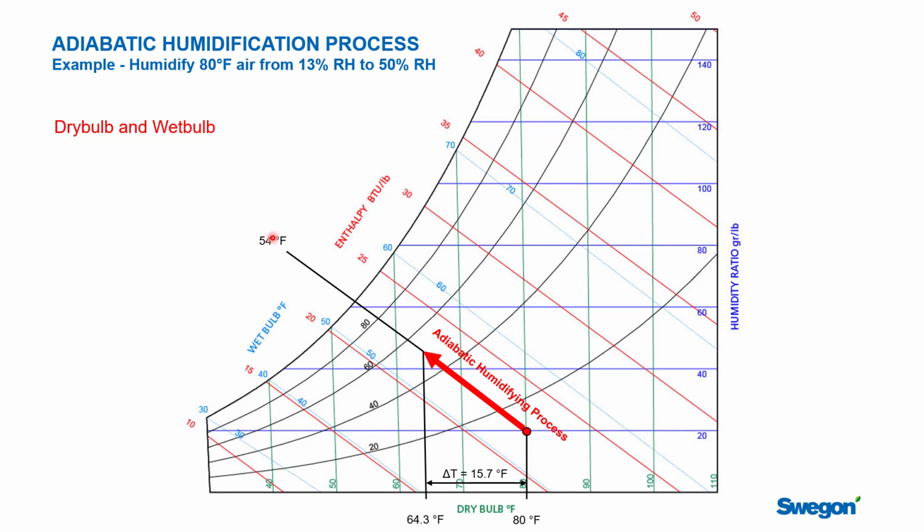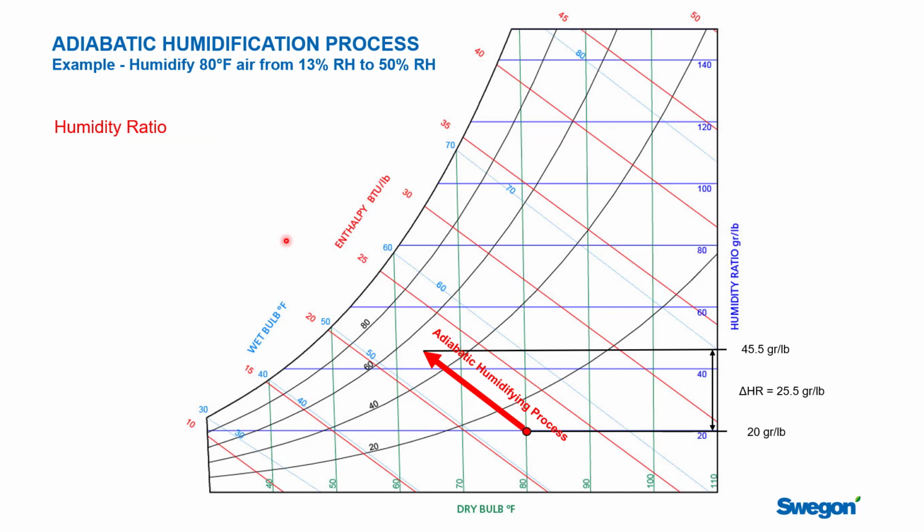And you'll notice that we followed the same wet bulb line, right? This is really kind of the first indicator of what wet bulb means, is that we were able to start with 54 degree wet bulb here and follow it to 54 here. That's parallel to the wet bulb lines and parallel to the enthalpy lines.